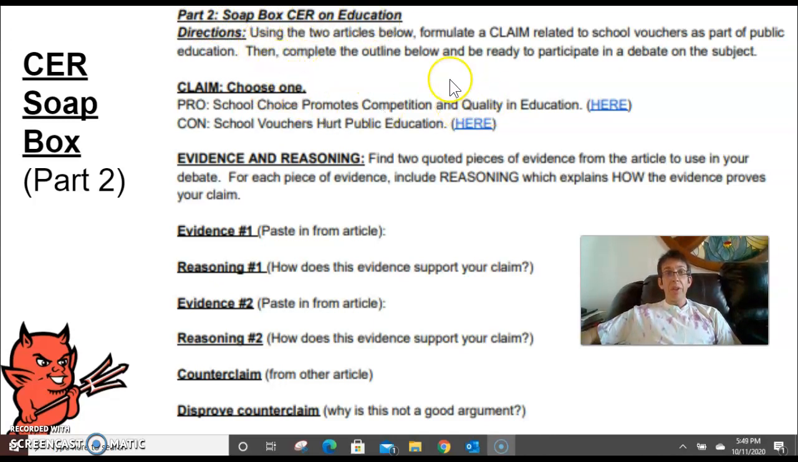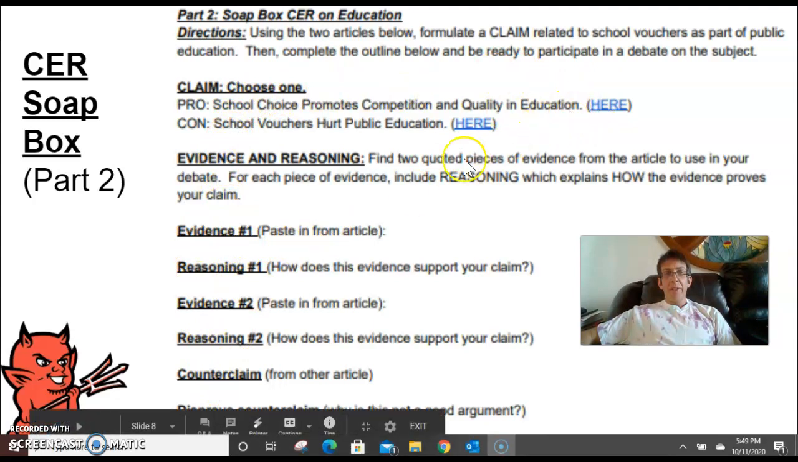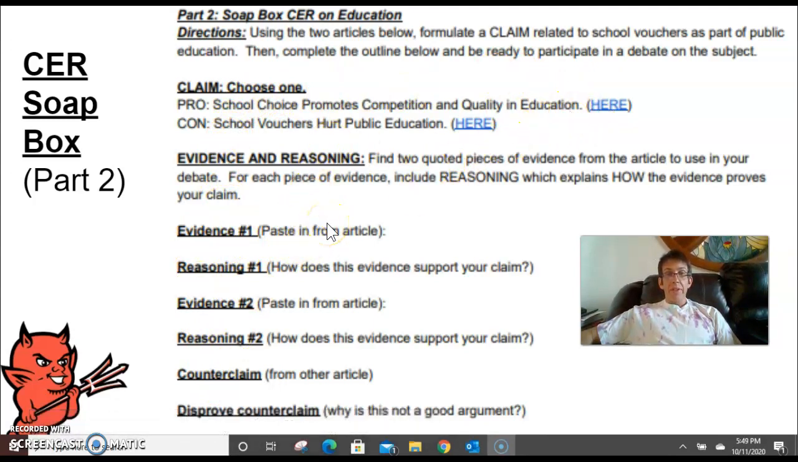So you're going to use these 2 articles below, choose one of these claims, and then provide evidence and reasoning from the articles to be able to get ready for a debate. So next class, actually it'll probably be on Friday and Monday, we are going to be participating in a little bit of a debate on these topics. So we're going to get to education with these 2 articles, and then we're going to do a similar thing on Wednesday and Thursday related to healthcare and military. And then we're going to do a debate protocol related to that.